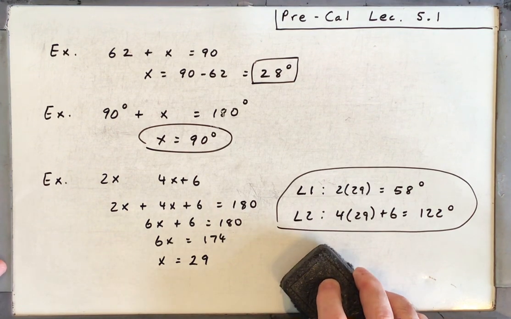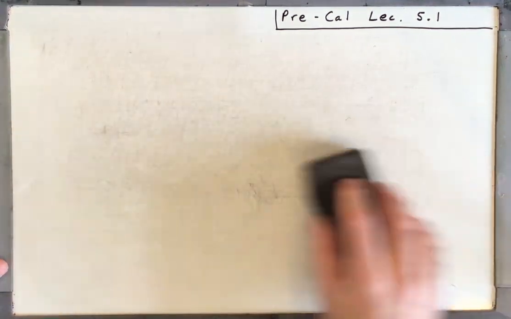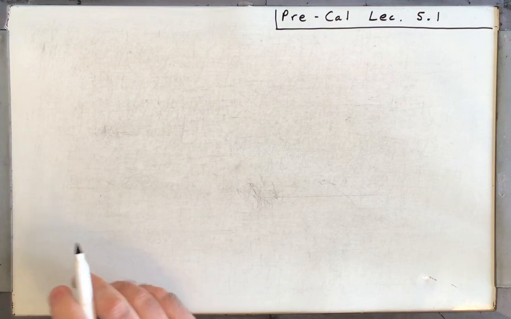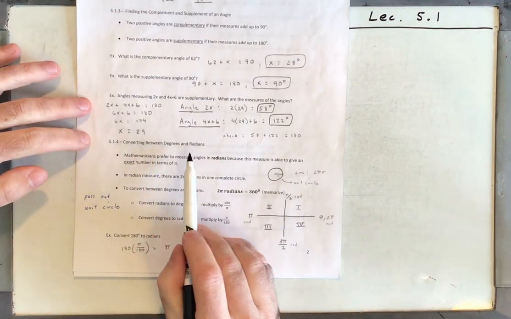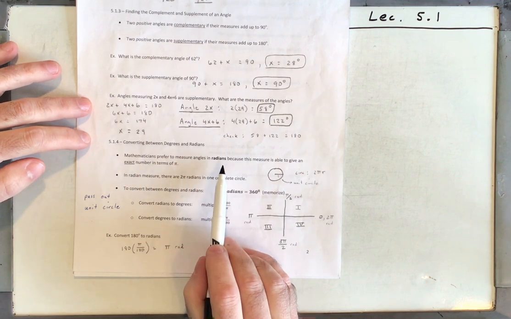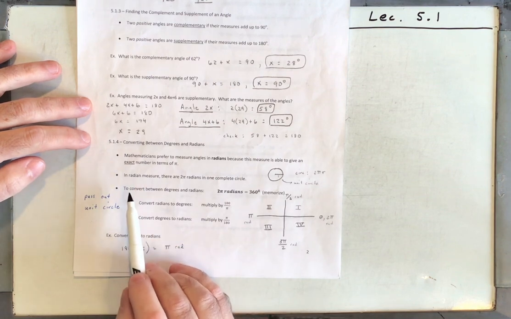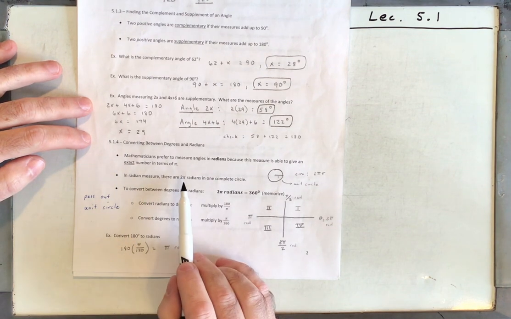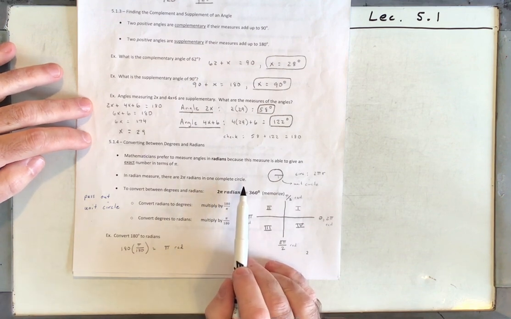All right, let's go on to the next subject. Next section, subject still pre-cal. Converting between degrees and radians. Mathematicians prefer measuring angle in radians because this measure is able to give an exact number in terms of pi. In radian measure, there are 2 pi radians in one complete circle.